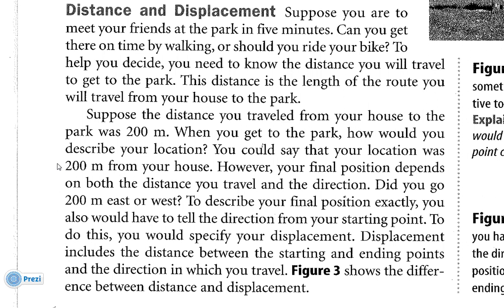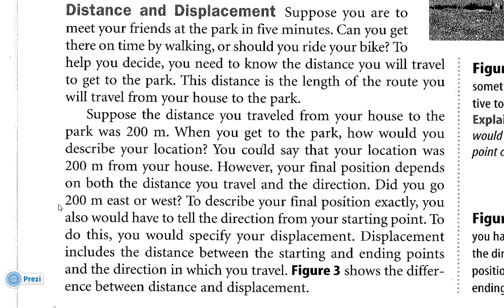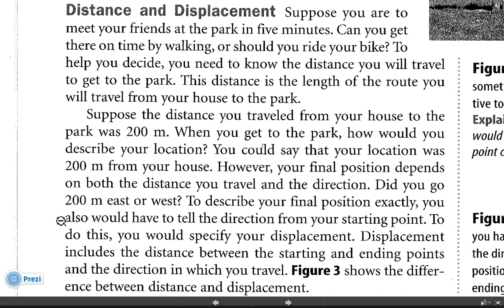However, your final position depends both on the distance you travel and the direction. Did you go 200 meters east or west? To describe your final position exactly, you also have to tell the direction from your starting point. To do this, you would specify your displacement. Displacement includes the distance between the starting and ending points and the direction in which you travel. Figure 3 shows the difference between distance and displacement.